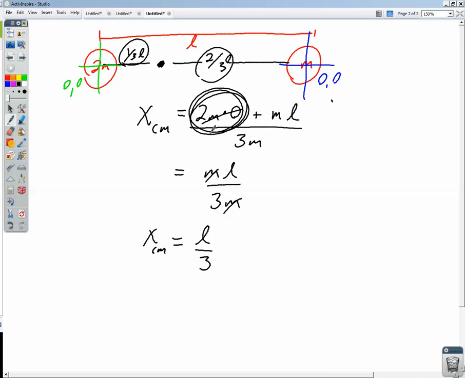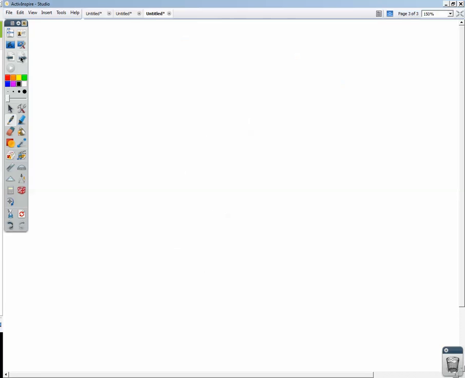Let's take a look at 2 dimensions now. So now instead of just 2 masses, let's go ahead and have 3. We're going to have mass m here, and let's actually give some numbers this time. How about that? Let's say this guy's 3 kilograms, and down here we've got 2 kilograms. They are separated by 2 meters.